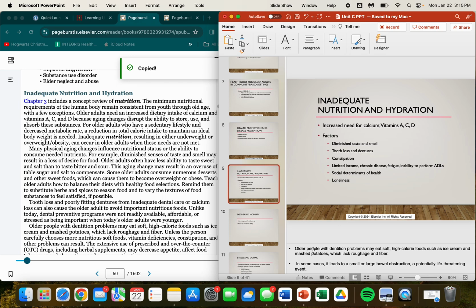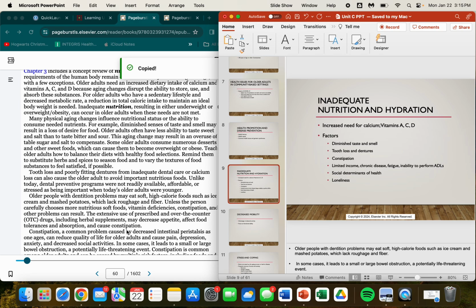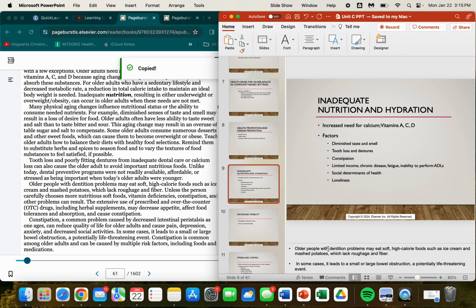All these factors are noted in this subsection. Older people with dentition problems, so those with tooth loss and dentures, may often eat soft, high-calorie foods like ice cream and mashed potatoes, which often lack fiber, which can lead to the next problem, which is constipation. If we're having those issues in the first place and we're not getting enough fluid intake, oftentimes that can lead to things like bowel obstruction, which could potentially be life-threatening.